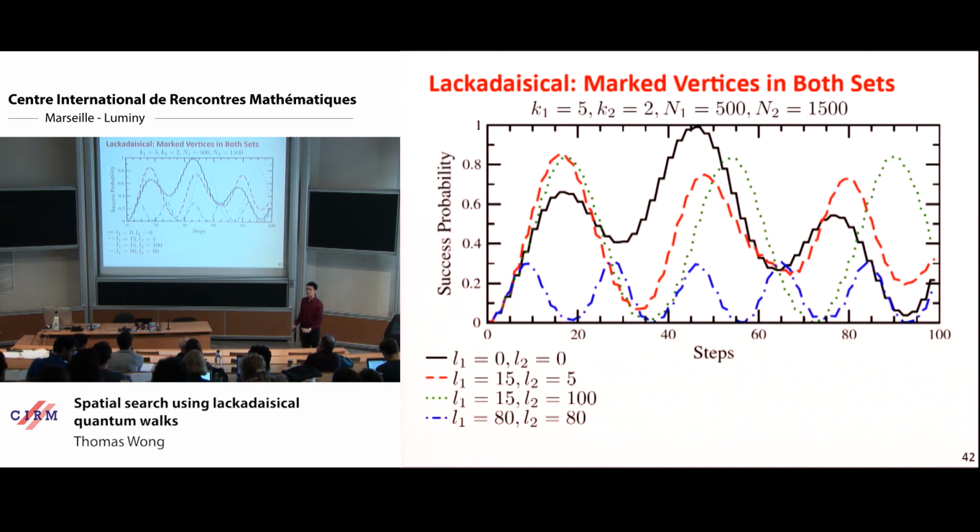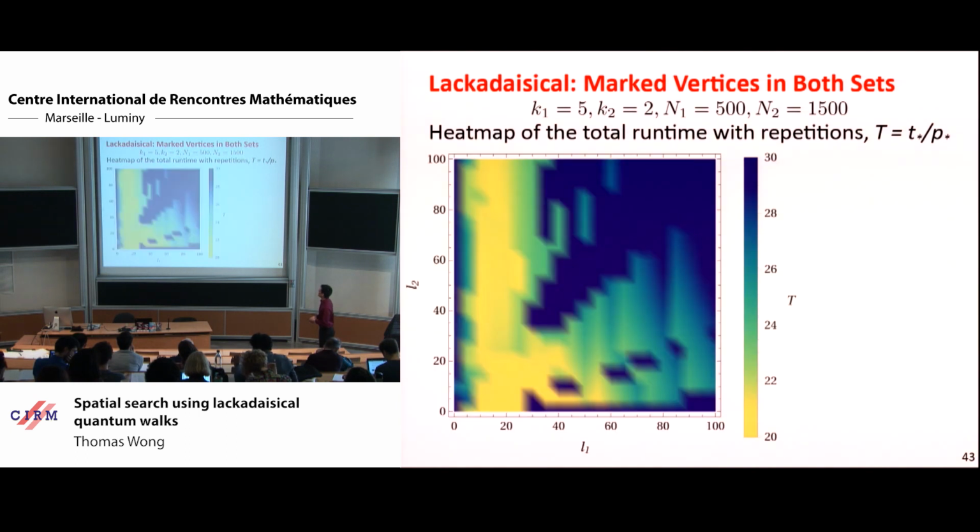And so a good quantity to look at is the total runtime with classical repetitions, which is basically the idea that if your success probability is, say, 1/2, you have to run the algorithm twice on average before you find your marked vertex, or one of the marked vertices. And so the total runtime then is the single runtime divided by your success probability of a single run. And so we can plot that as a heat map here.